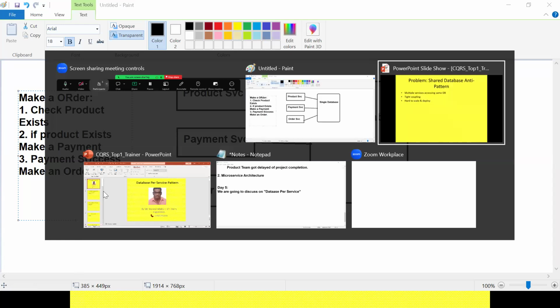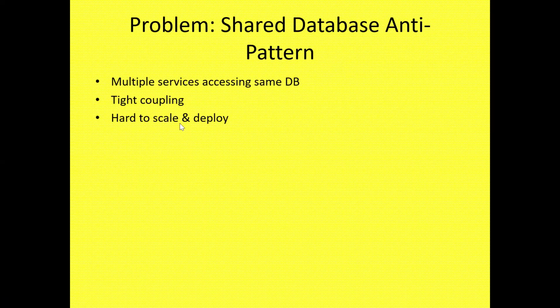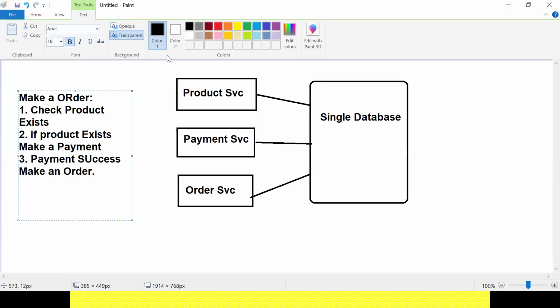So that is the problem they are telling. Tightly coupled, hard to scale and deploy. If I want to deploy only a product service, I'm depending on the single database. Or if I want to make a change in my product service, do I need to depend on a single database? Do I need to depend on a single database or not?